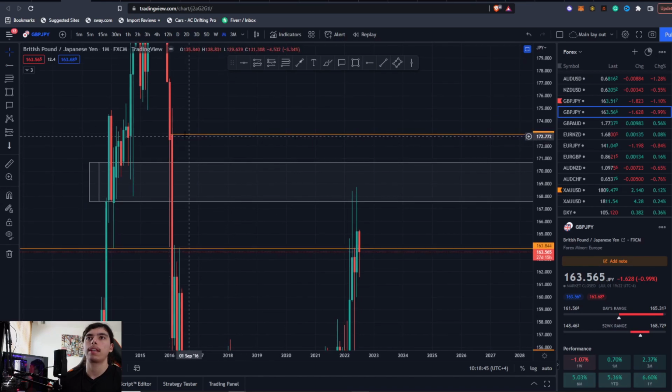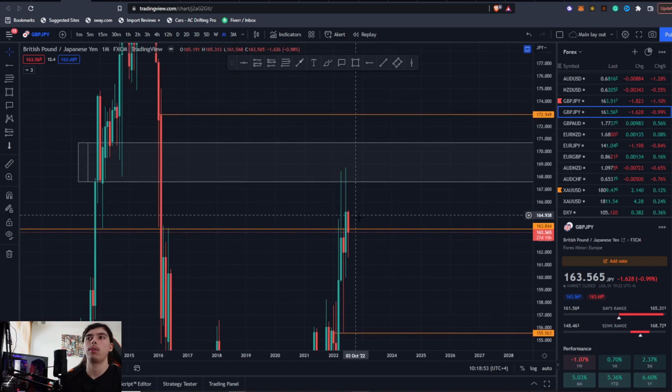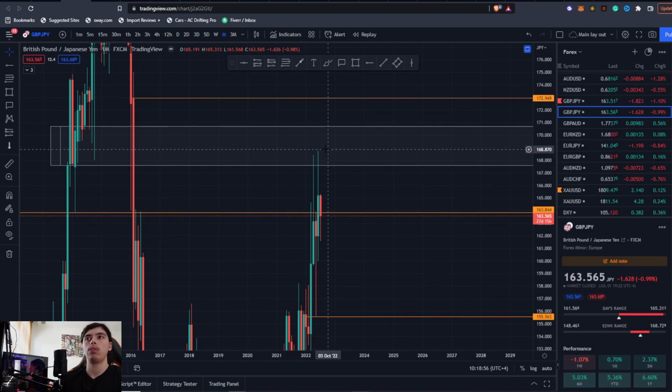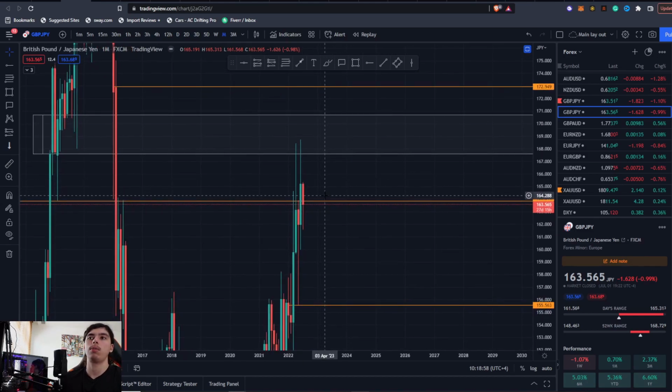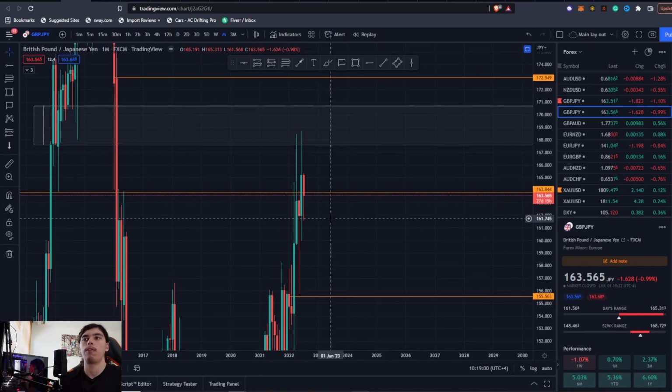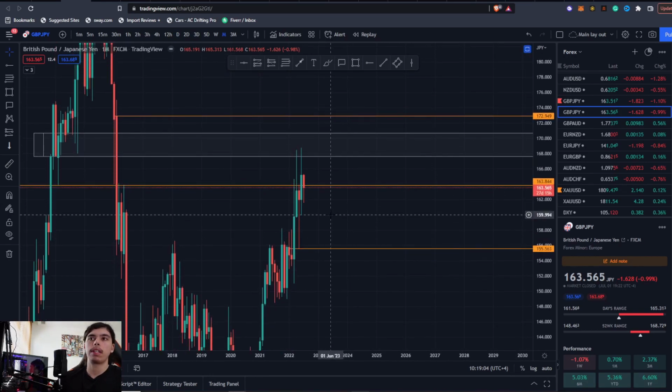So this is like the next target, to be honest, which is that 172 to 174 target, right? Which is also the top of this range. So these are long-term targets in this area, which do make sense, right? But we do need to see it break the highs to get the continuation. Otherwise, what we will end up forming is a range.